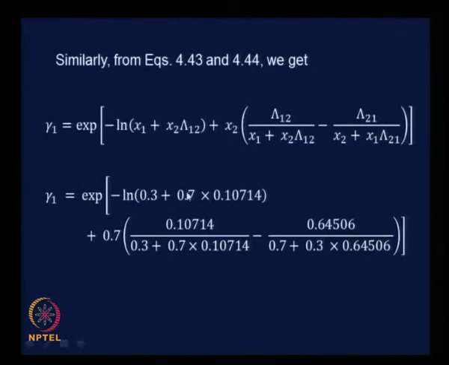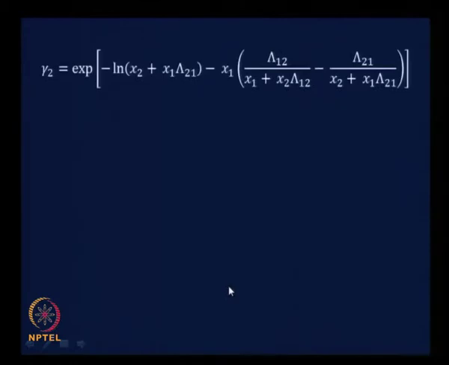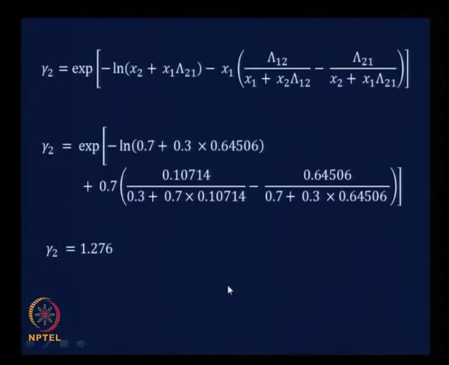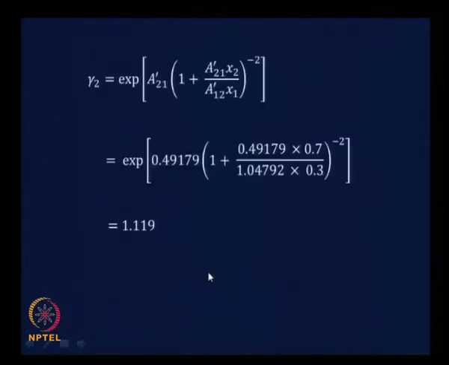If you substitute the various values here, which you would have done in the time that was given, you would get gamma 1 equals 1.965. And a similar exercise for gamma 2 would yield gamma 2 equals 1.276. Now, look at this gamma 2 value. From the Wilson model it is 1.276, and from the Van Laar model it is 1.119.